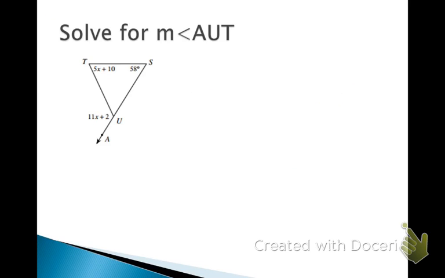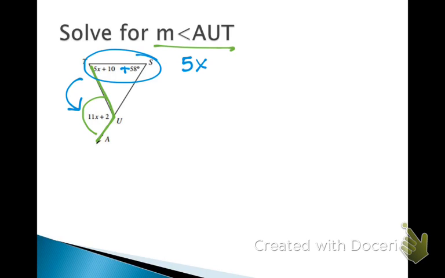All right, we take it one step further. Just to do it one more time, we're finding the measure of AUT, which would be this outer angle. The property is that the two non-adjacent interior angles, so that'd be S and T, add up and equal the outer angle. So that's exactly what we're going to do. We're going to add 5x plus 10 and 58, and they will equal the outer angle, which is 11x plus 2.